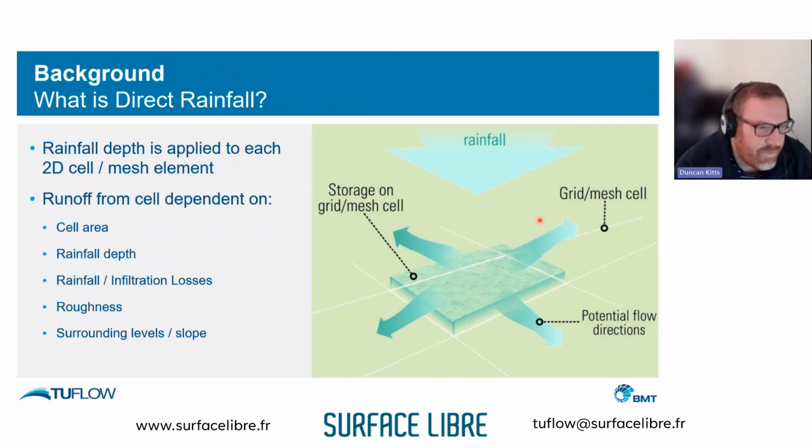Then within each cell, we apply rainfall directly to that 2D cell. And then the resulting runoff is a combination of the cell area, the volume or the rainfall depth that we're applying to that cell. We have the losses, whether they be evaporation losses or infiltration losses. And then we represent the roughness characteristics and also the slopes as well. So, certainly the latter two, the roughness and the slopes, are things that we've always been doing from the point of view of hydraulic modeling. But it's this application of the rainfall depth and application of the losses, which is slightly different with direct rainfall.